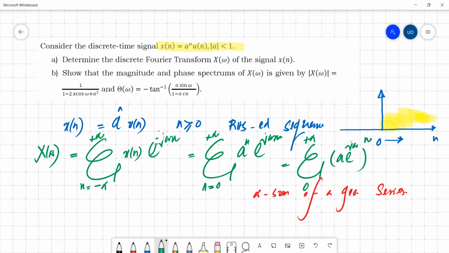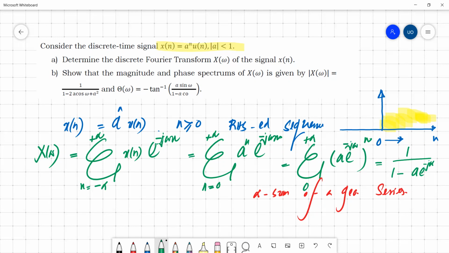So then we have minus here, minus here, minus here. Then we can simply use the infinite sum of a geometric series. So it's 1 over 1 minus the common term. So now it becomes 1 over 1 minus the common term, a e to the power minus j omega. So this is the Fourier transform of this x n: 1 over 1 minus a e to the power minus j omega.